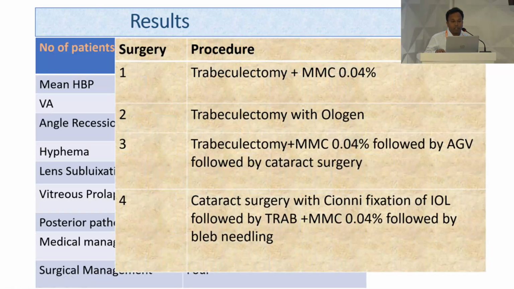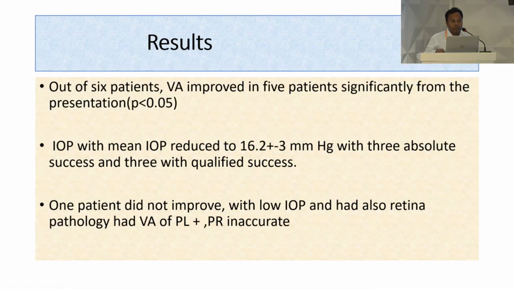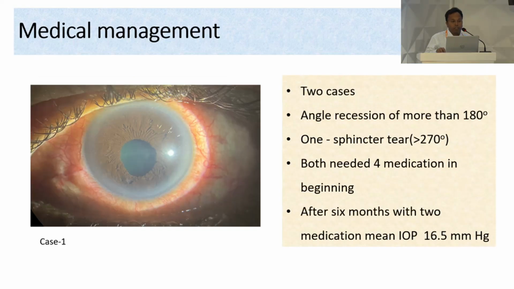The surgeries were trabeculectomy with simple MMC, and 1 with Ologen; in another, trabeculectomy failed, after which we did AGV followed by cataract surgery. Another was cataract surgery with scleral fixation of IOL, followed by trabeculectomy, followed by bleb needling as the trabeculectomy was failing. Out of 6, vision improved significantly in 5 from presentation. IOP also reduced to 16.2 mm mercury, with 3 absolute successes and 3 qualified successes. One did not improve, with persistent low IOP and retinal pathology, visual acuity PL plus, PR inaccurate, post-op. So these are the medical management cases.